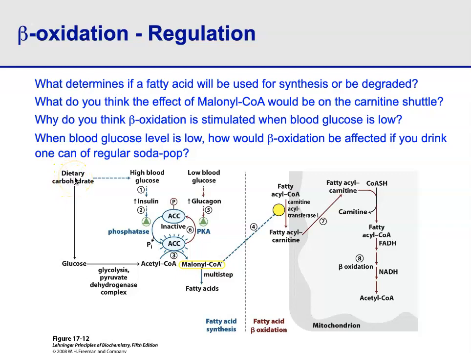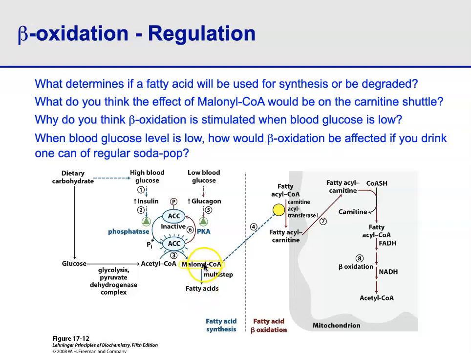So you consume glucose, we stimulate insulin, insulin stimulates glycolysis, glucose will be degraded to pyruvate, and then from pyruvate to acetyl-CoA. At the same time, insulin dephosphorylates the ACC enzyme that will start converting acetyl-CoA to malonyl-CoA, forming fatty acids. That means that we have an excess of acetyl-CoA. There's plenty of it, so we can store some of it as fatty acids.